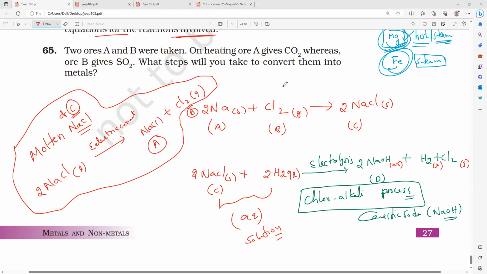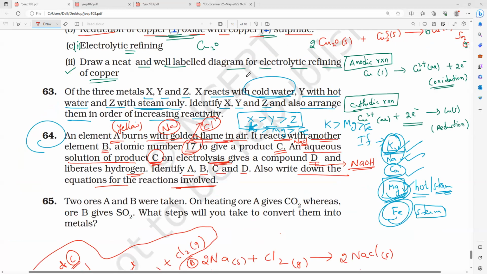Next. Completed last question. So what is the last question, everybody? Two ores A and B were taken. On heating, ore A gives CO2, whereas ore B gives SO2. What steps will you take to convert them into metals? Same question again and again. See how many times they'll ask the same question. Yes, anybody? The CO2 one has to go under calcination. Yes, that's all it is. So you can finish it. Start doing now, everybody.